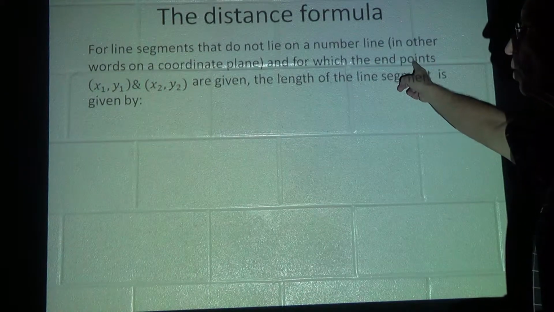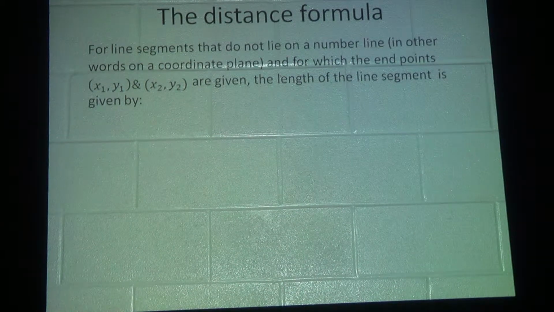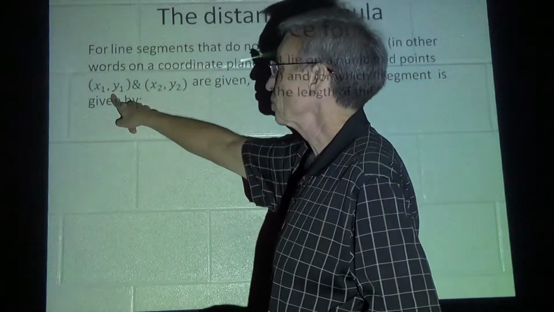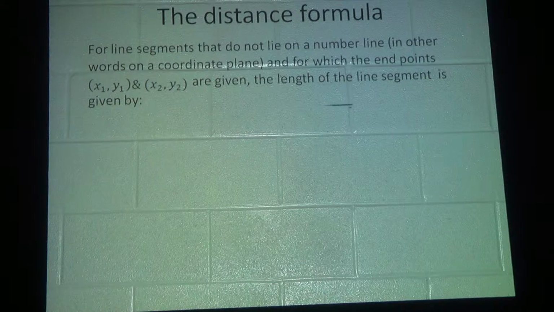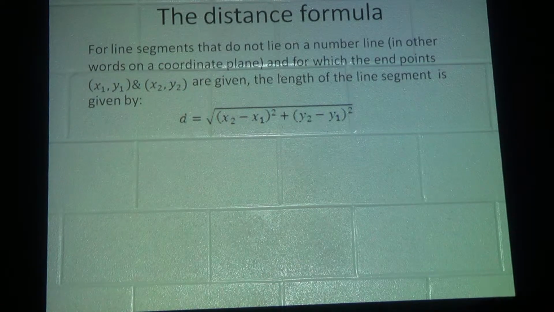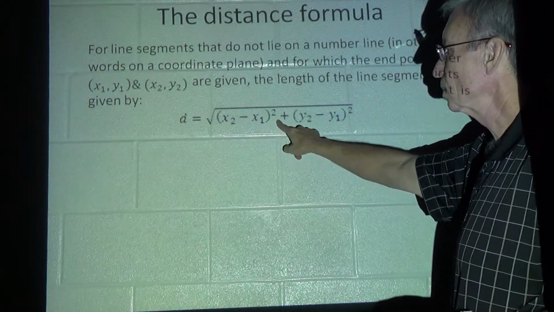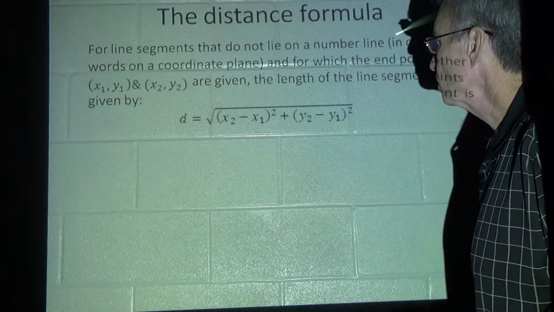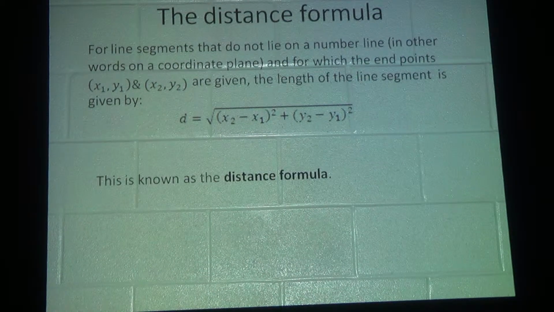So another word for things that are not on a number line is that they lie in a coordinate plane, and the endpoints are going to be x1, y1, x2, y2, and we get this for our formula, which is the distance is equal to the square root of x sub 2 minus x sub 1 squared, plus y sub 2 minus y sub 1 squared. Okay? So this is the distance formula. You need to know it because if you need to know the length of 2 line segments in geometry, this is typically how you have to find it.